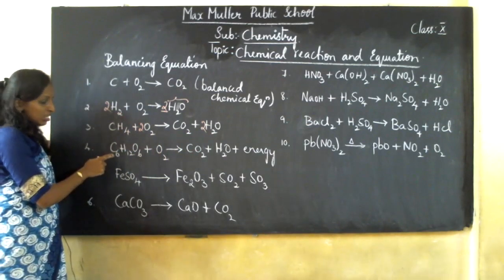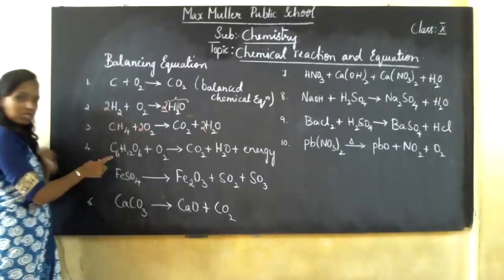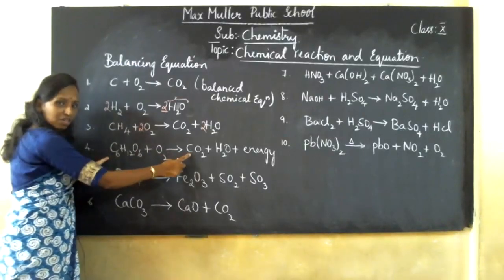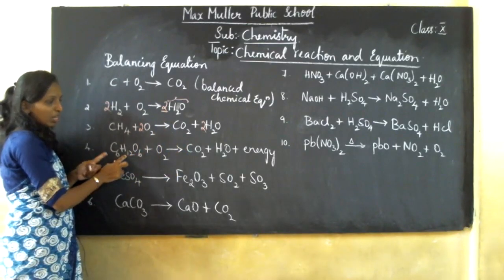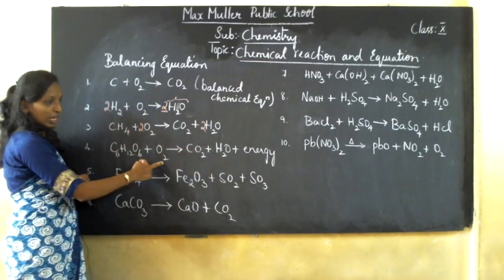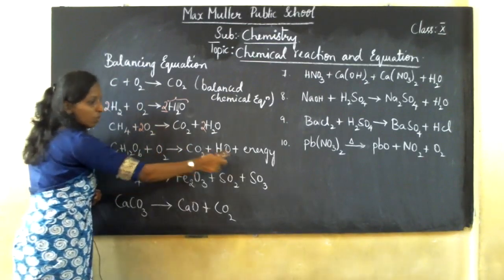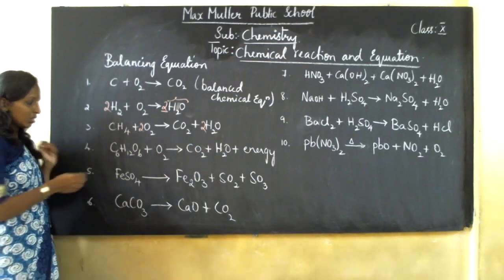Check out this: C6 H12 O6 plus O2. See how much you have? 6. How much do you have here? 1. Correct? Next, hydrogen, how much do you have? 12. Here hydrogen is 2. Then oxygen is 6 plus 2, 8 you have. Here 2 plus 1, 3 you have. Yes? So now balance this equation.